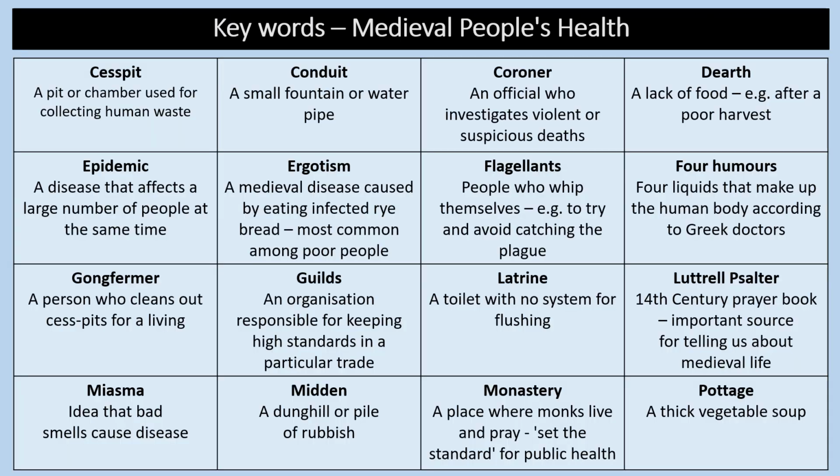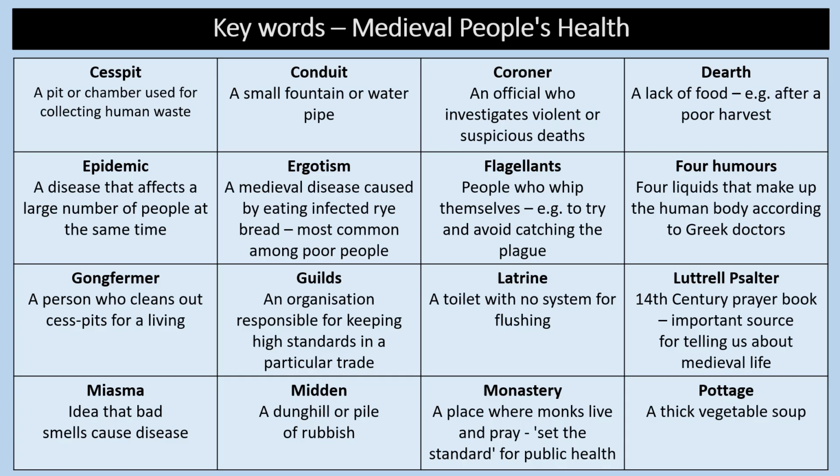So here's just a reminder of some key words for medieval people's health. A cesspit is a pit or chamber used for collecting human waste. A conduit is a small fountain or water pipe. A coroner, an official who investigates violent or suspicious deaths. Dearth means a lack of food, such as after a poor harvest. An epidemic, a disease that affects a large number of people. Ergotism, a medieval disease caused by eating infected rye bread, very common among poor people.